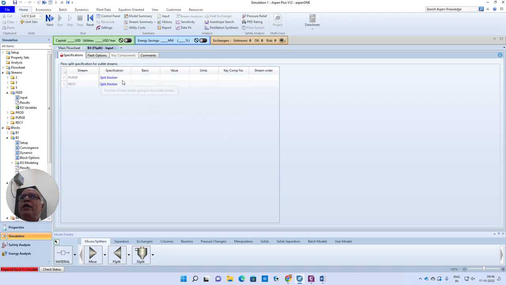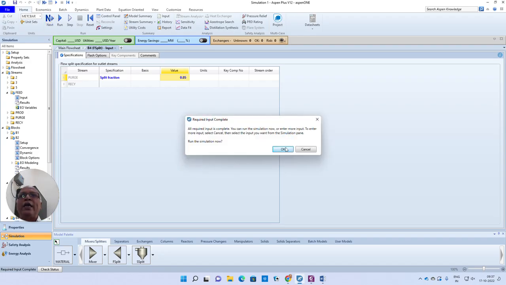So this is the splitter. We already know the purge is going to be 5%. So out of the inlet, 5% is sent into the purge and the remaining 95% goes into the recycle stream. So we can see that the required input is complete. So we should be in a position to solve the problem.